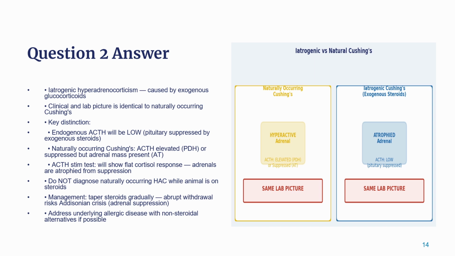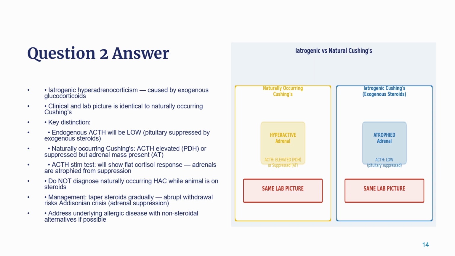Everything about this dog's presentation looks like Cushing's, and it is in a sense. Exogenous glucocorticoids cause exactly the same clinical and laboratory picture as naturally occurring Cushing's disease, because the mechanism is the same. Cortisol excess, but the cause is external. You cannot run LD-DST or HD-DST while this dog is on prednisone. The results will be uninterpretable.